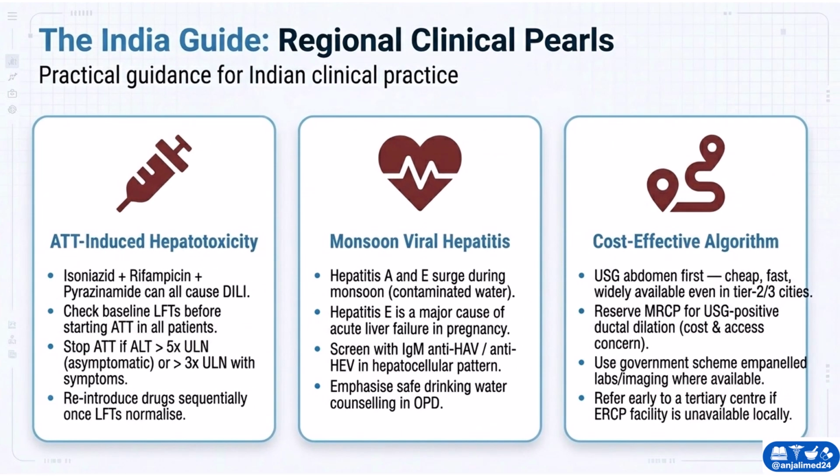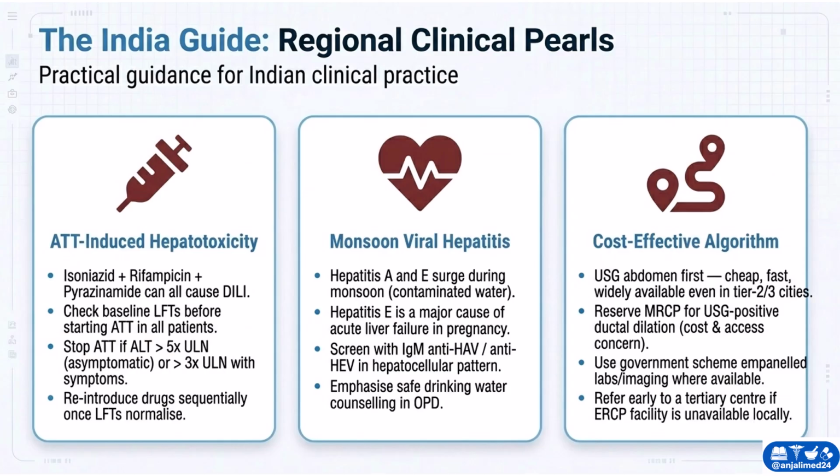Let's conclude with some practical clinical pearls that are especially relevant for medical practice. The first is ATT-induced hepatotoxicity. The first line anti-TB drugs, isoniazid, rifampicin, and pyrazinamide, can all cause drug-induced liver injury. Before starting ATT, always obtain baseline liver function tests. If the patient develops symptoms of hepatitis with ALT more than 3 times the upper limit of normal, or remains asymptomatic but the ALT rises above 5 times the upper limit, stop the hepatotoxic drugs and investigate further. Once the liver function normalizes, reintroduce the medications one at a time under close monitoring.